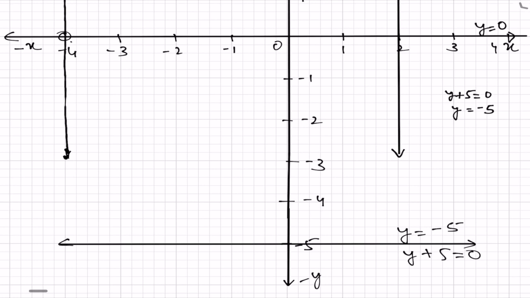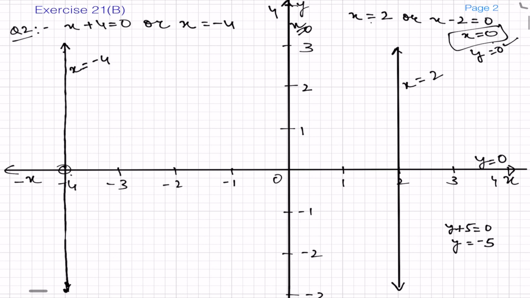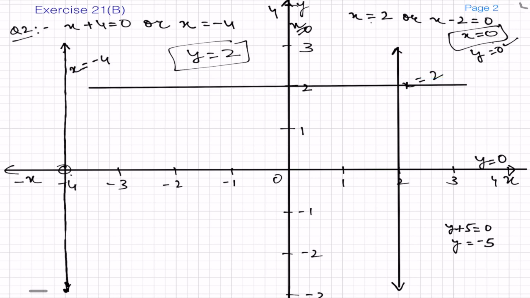If they say draw the graph of y is equal to 2, so we have to see where the value of y is 2, positive here. So we will draw a line which will pass through 2 and we will give the name y is equal to 2. This is the graph of the equation y is equal to 2. Put arrows at the end of the line.